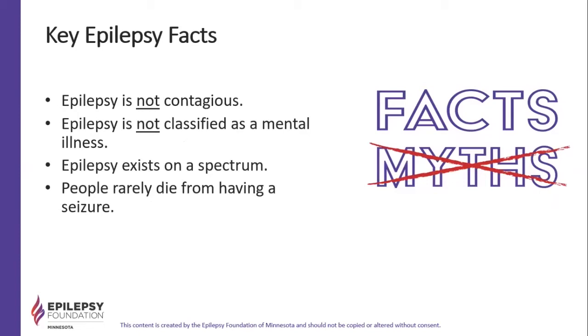We also know that epilepsy is not classified as a mental health condition or a mental illness. It is classified in the neurological sense under neurological conditions. Mental health conditions and mental illness conditions are also occurring in the brain, but the classifications are very different, and the way that they are diagnosed is very different.